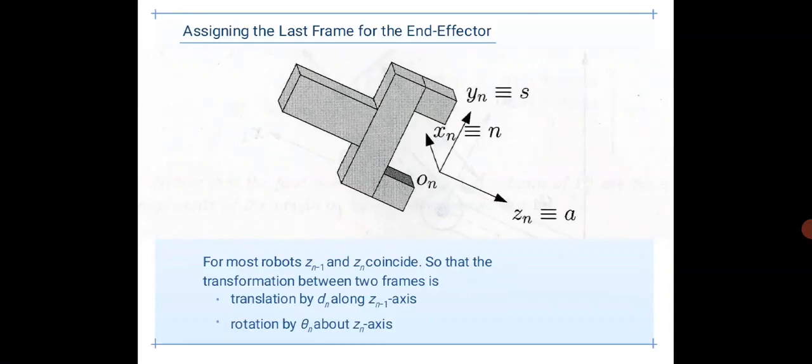For most of the robots, zn-1 and zn will coincide, so the transformation between these two frames is done by a translation by dn along the zn-1 axis, and the second transformation will be a rotation by theta about the zn axis.